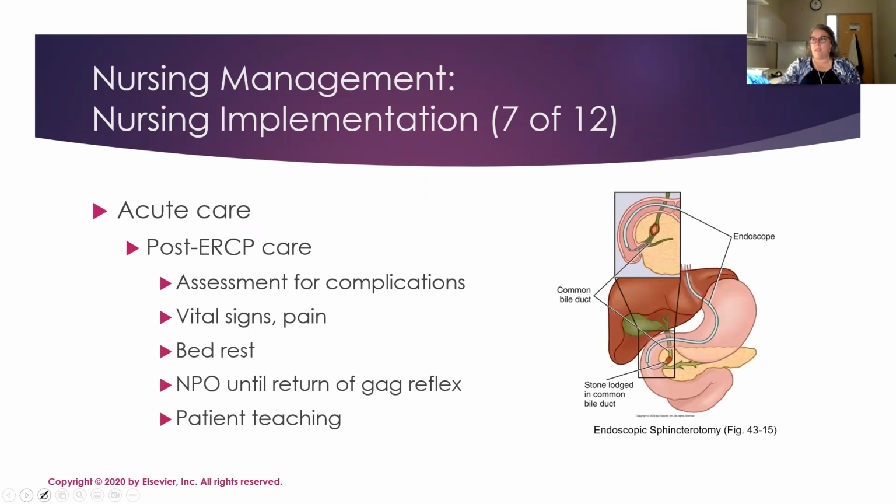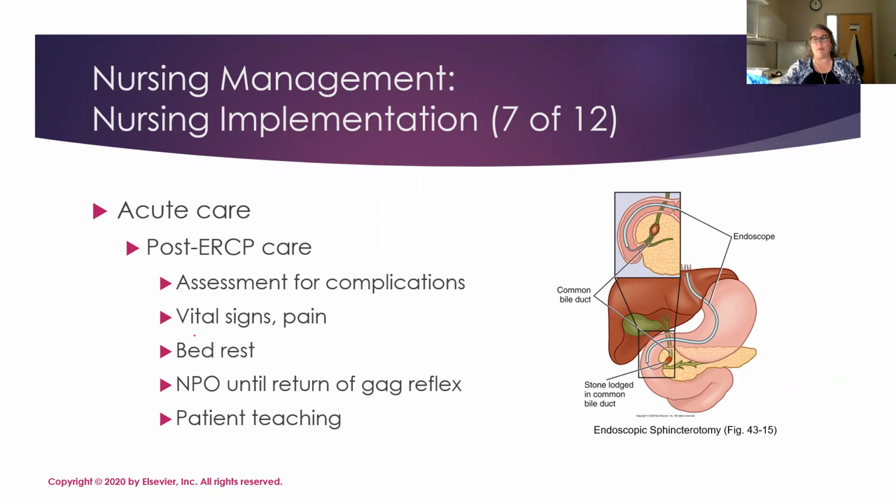Post ERCP care. This is a little bit easier because there aren't as many different surgical sutures and different things like that. This is just that endoscopic sort of intervention. So we're going to be assessing them for complications. We want to make sure that their cough and gag reflex has come back before they start getting stuff to eat. We're going to be looking at their vital signs.